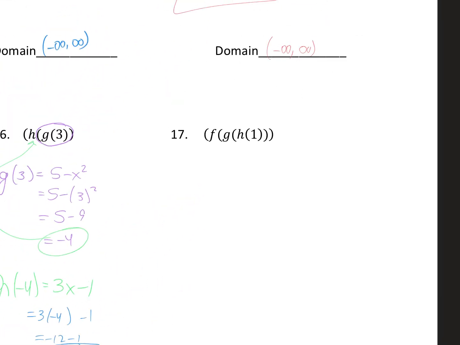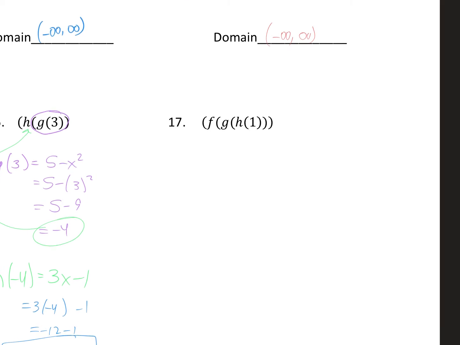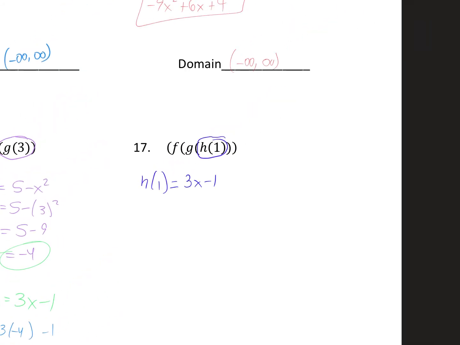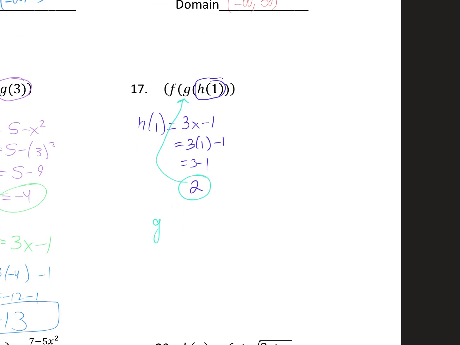Holy moly, what's going on in 17? Miss Meadows lost her mind. I'm going to take it step by step. Just find h of 1. My h function is 3x minus 1, right? So I say 3 times 1 minus 1. 3 minus 1 is 2. Now what do I do with 2? I'm going to take 2 and plug it into the g function. So I'm going to find g of 2. That's 5 minus x squared, right?